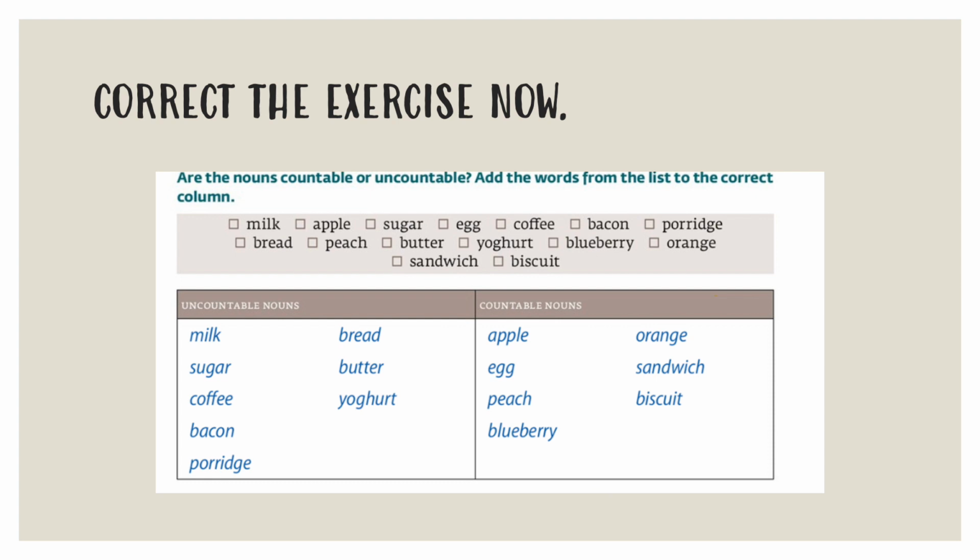Alright, you've finished your exercise and you can correct it now. The uncountable nouns are milk, sugar, coffee, bacon, porridge, bread, butter, and yogurt. The countable nouns are apple, egg, peach, blueberry, orange, sandwich, and biscuit. What these words mean, you can find in the vocabulary list at the end of your unit.